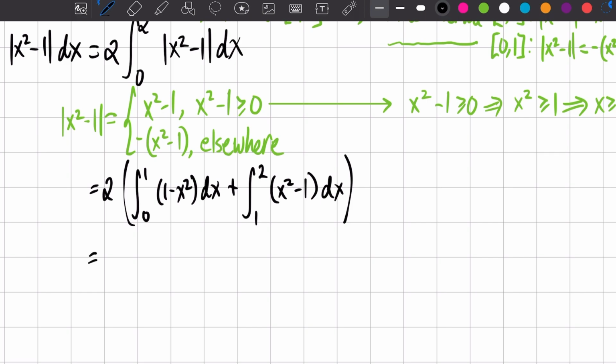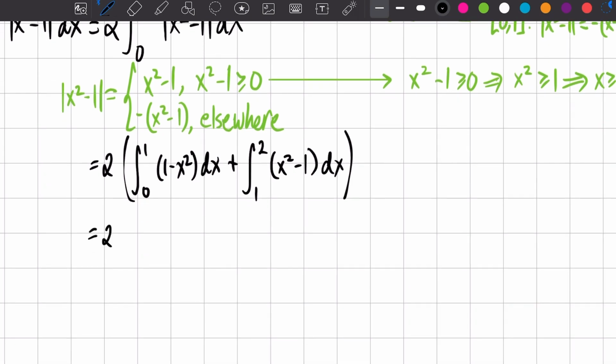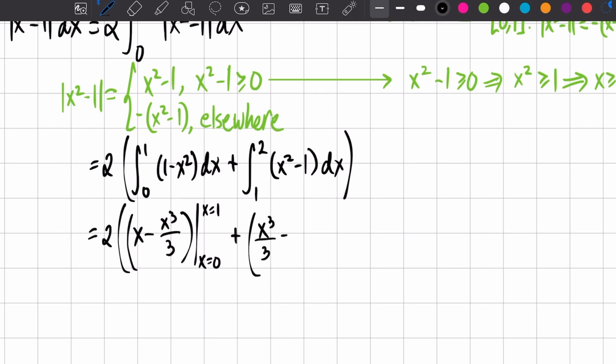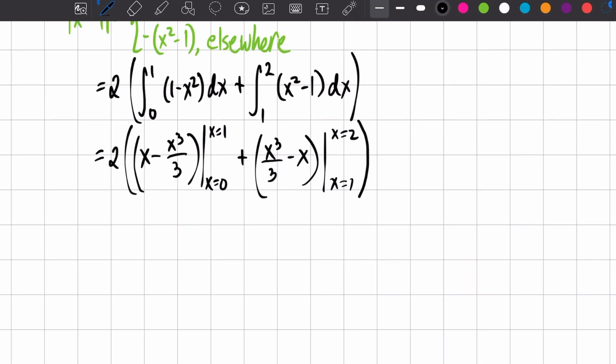And now we can easily solve this one. 2 times the integral of 1 minus x squared is just x minus x cubed over 3. And we will evaluate this at x equals 0 to x equals 1. Plus, for x squared minus 1, we have x cubed over 3 minus x evaluated from x equals 1 to x equals 2. This one here would just be some dirty arithmetic.